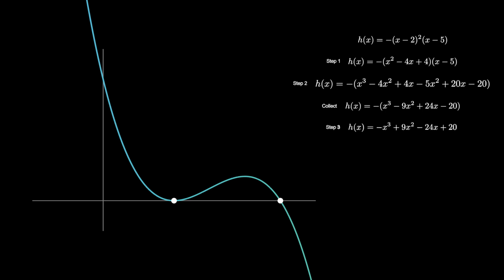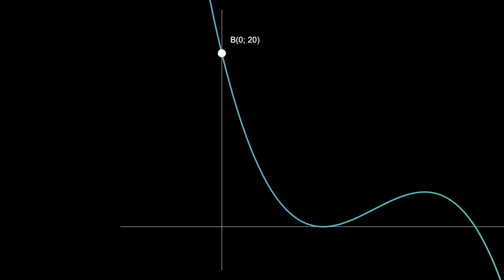Step 3. Multiply everything by negative 1 because of the negative sign outside. H of x equals negative x cubed plus 9x squared minus 24x plus 20. Now compare this to the original form. Negative x cubed plus px squared plus qx plus r. Matching the coefficients. P equals 9. Q equals negative 24. R equals 20. And that is exactly what we were asked to show.